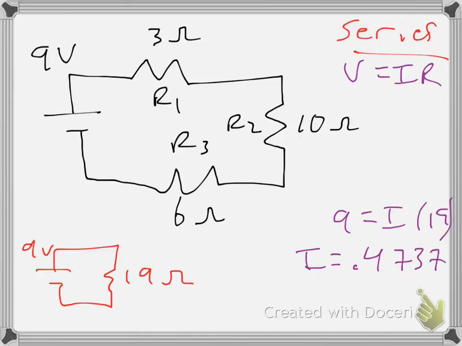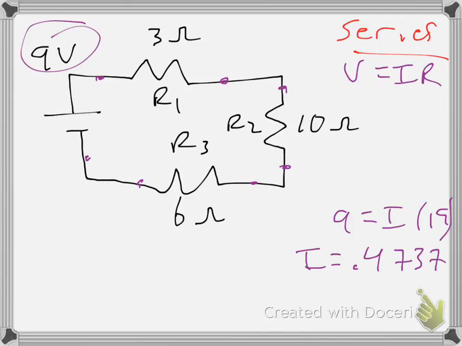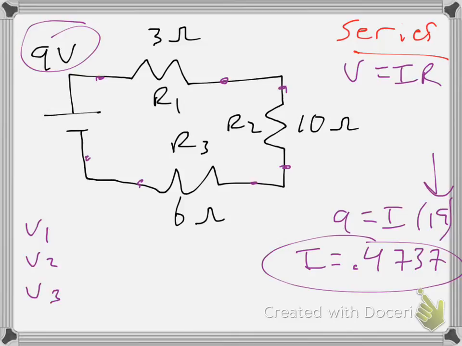So that means at any point in this, because it's in series, my current will be 0.4737. So what I usually ask is for the applied voltage, 9 volts, the equivalent resistance, 19 ohms, and the total current, 0.4737. But I also ask for the voltage and current across each resistor. And this can be done by just creating little miniature Ohm's laws all throughout these.